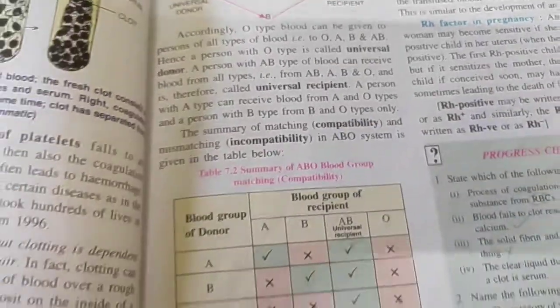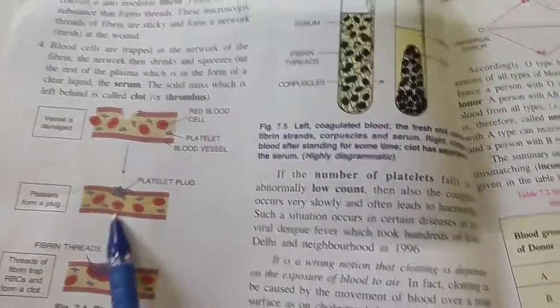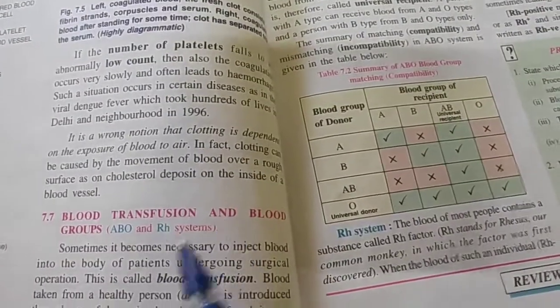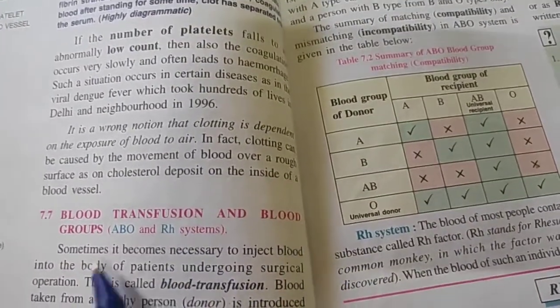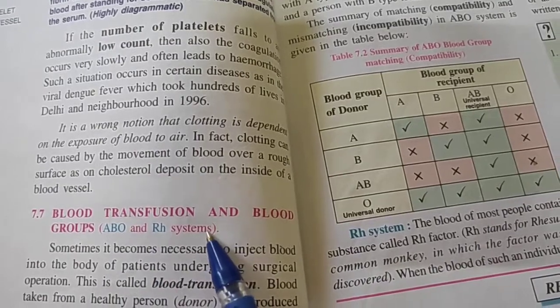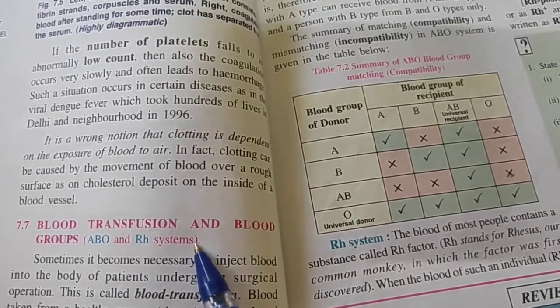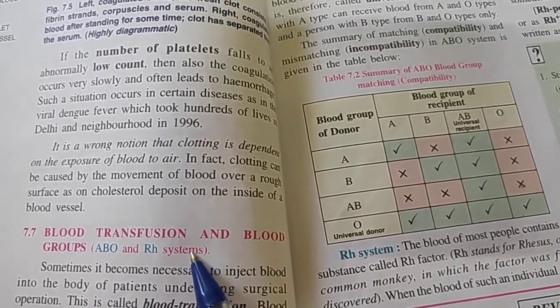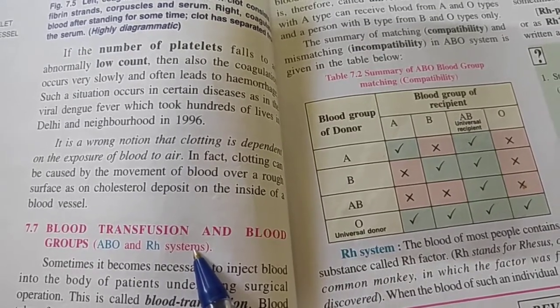So dear students, today you learned the process of clotting and blood transfusion and ABO and RH system. In next video, we will learn the structure and working of heart.